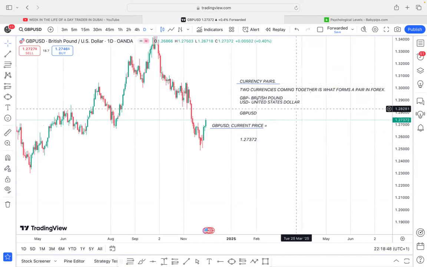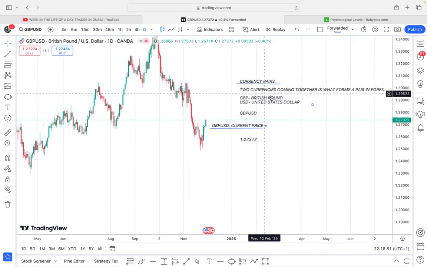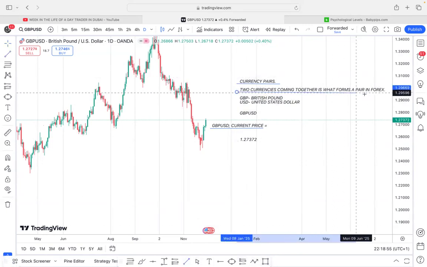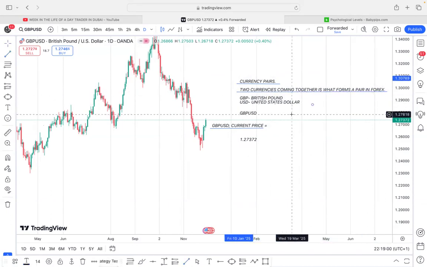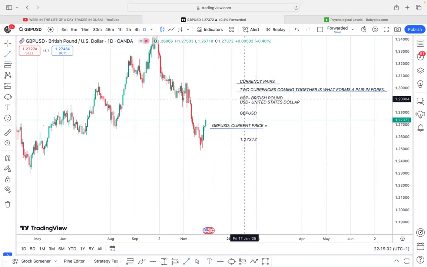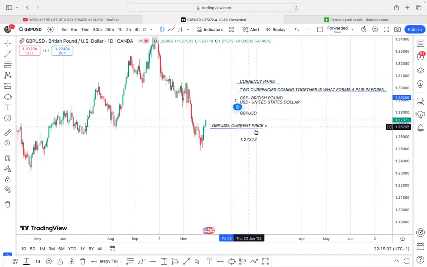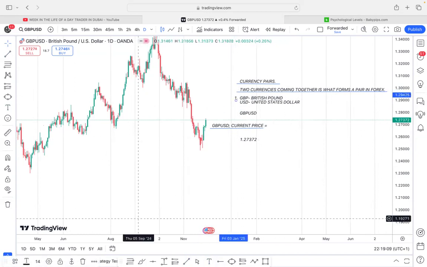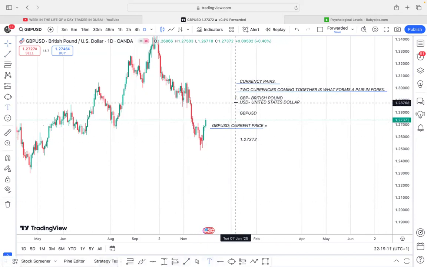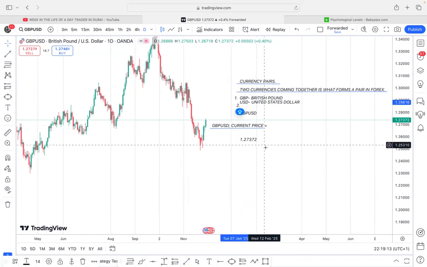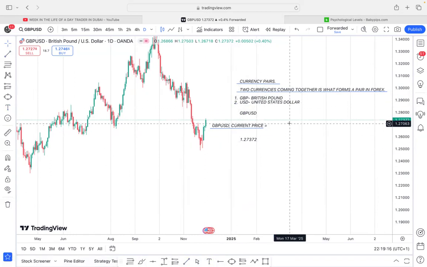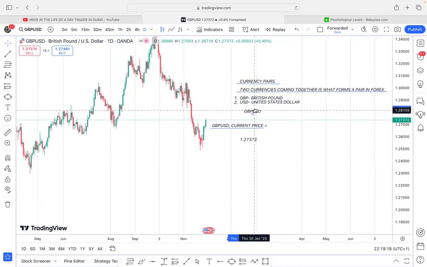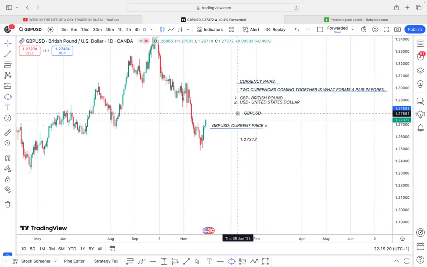So now, like I said, currency pair is what we trade in forex. Two currencies coming together to form a pair, right? For an example, our first currency here being the GBP, and our second currency being the US dollar. When they come together, they give us the pair GBP USD.